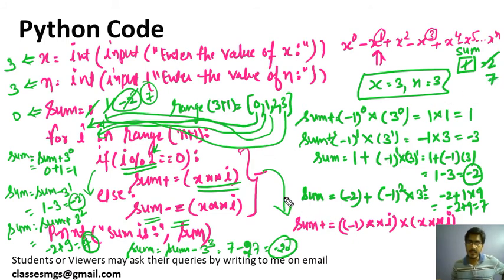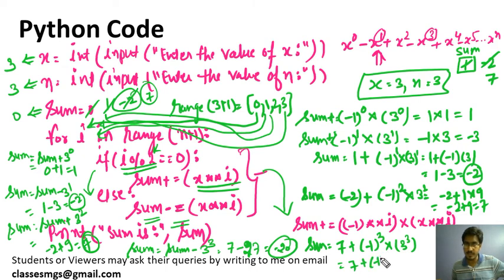Next time i will become 3. In that case sum will become what? Sum equals to sum plus, 7 plus minus 1 raised to power 3 into 3 raised to power 3. So it will calculate 7 plus, minus 1 raised to power 3 is minus 1 only, into 27. So it becomes 7 minus 27, that will be minus 20. So result will become minus 20 at the end.